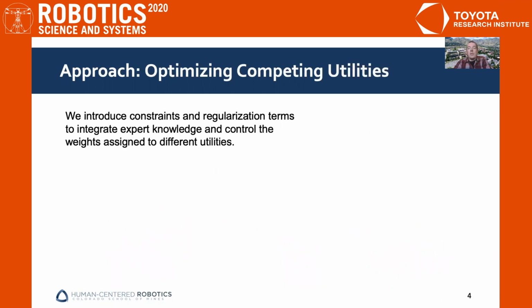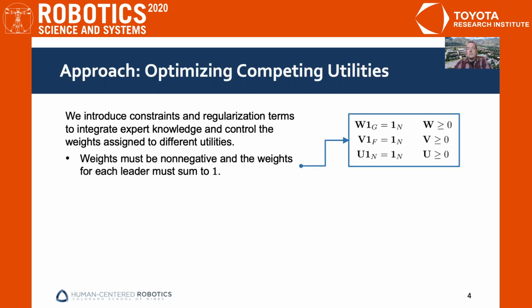In order to control the weights that balance these competing utilities, we introduce constraints and regularization terms to integrate expert knowledge about how leaders should operate. First, we restrict all weights to be non-negative. A leader should not be able to negatively value a goal or communication connection. We also define that for each form of utility, the weights for each leader should sum to 1. That is, for each leader, the weights distributed across all available goals should sum to 1, the weights across all available followers and all available other leaders should all sum to 1.